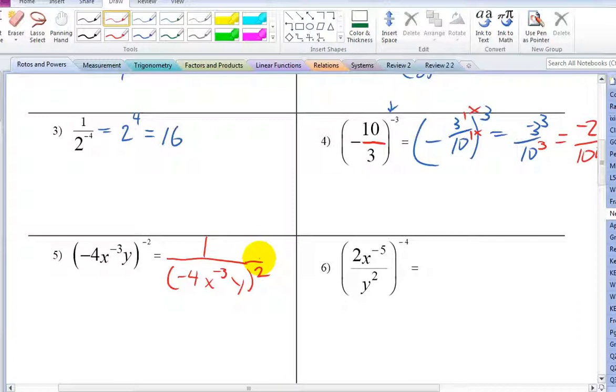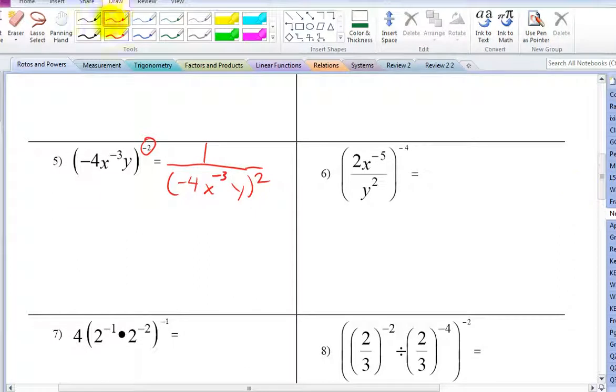You can only fix one negative exponent at a time. So I chose to make this exponent positive. That means the 3 on the x has to stay as negative. I can't change both, right? One flip changes one exponent. So this one here is still negative.